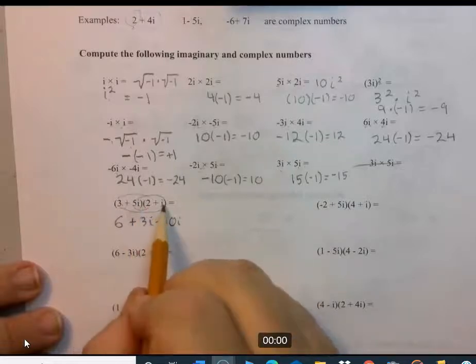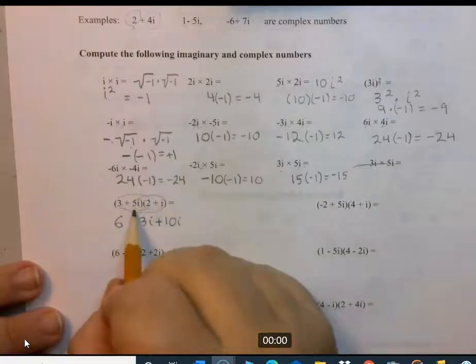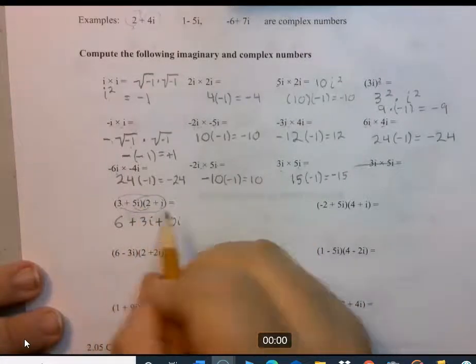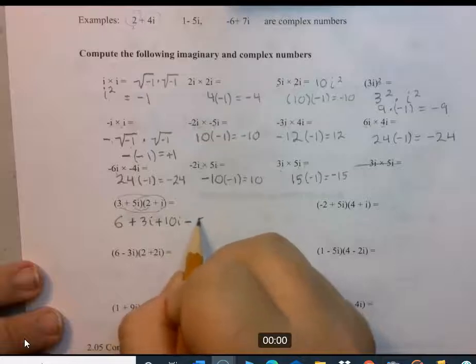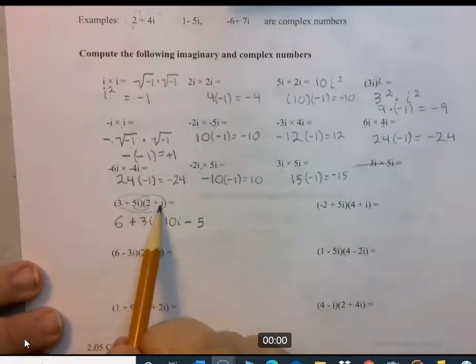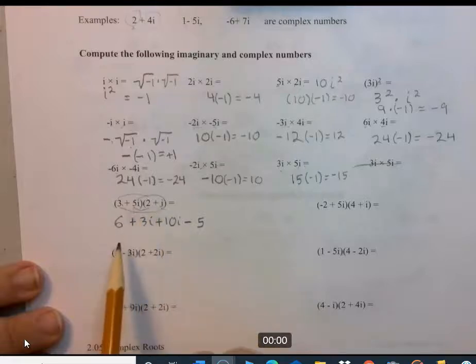And 5i times i, so here you go. This is where you've got to do some of this. 5i times i is 5, i times i is negative 1, so it's going to be negative 5. Okay? So it's 5 times effectively a 1 there. You don't see the 1, but it's there. 5 times 1 is 5. i times i is negative 1, so 5 times negative 1 is negative 5.